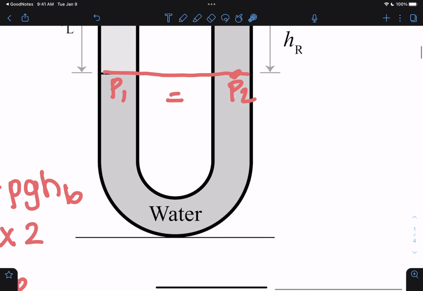Height on the right would decrease. However, all they said was that we're just decreasing the density of the liquid. But the volume was the same.